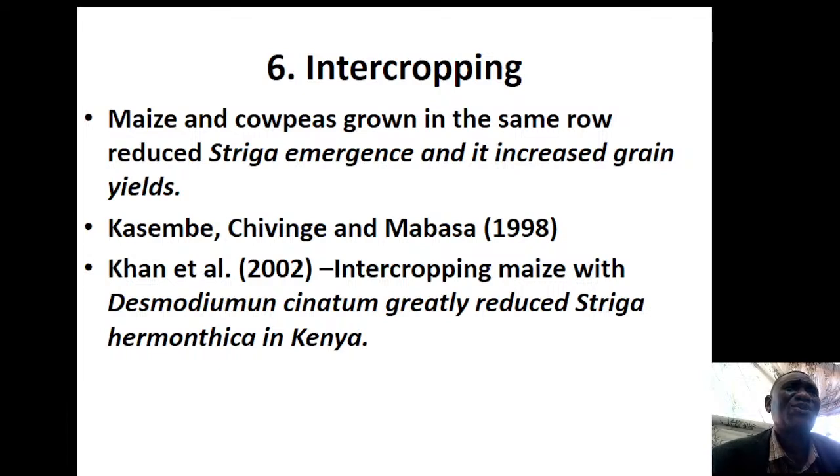In 2002, intercropping maize with Desmodium cynatum greatly reduced the Striga hermonthica in Kenya. So intercropping could be useful in reducing Striga infection.